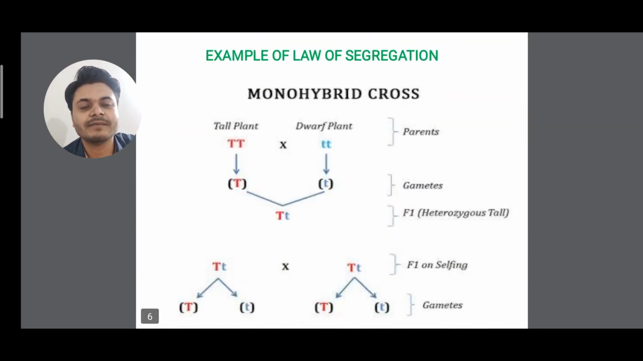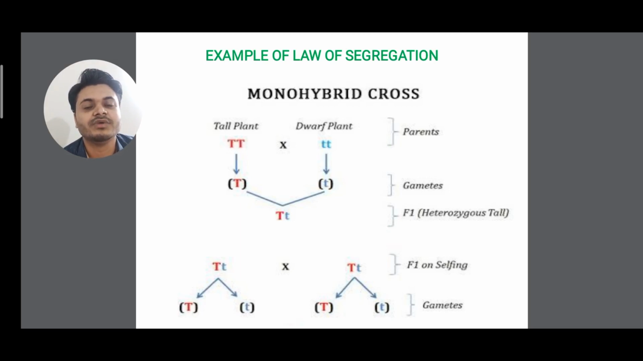So you can see the example given out here. In a monohybrid cross, as I have already taught, two parents, male and female, dominant and recessive, are crossed. One is tall and one is dwarf, and the F1 hybrid that is produced is tall. That is the law of dominance. But now the segregation part comes.